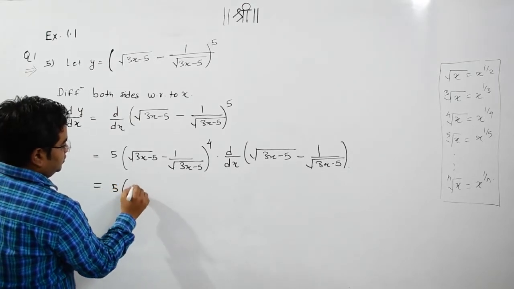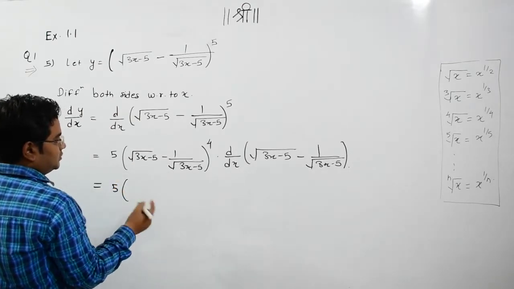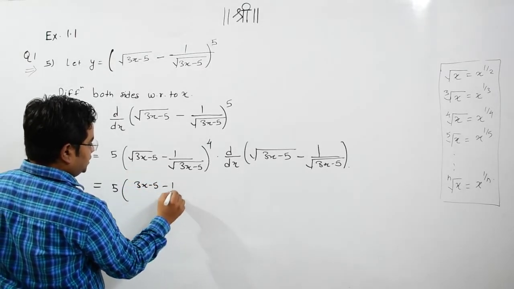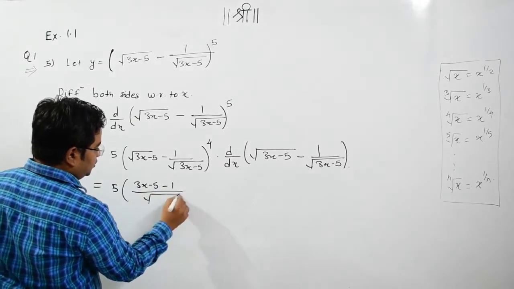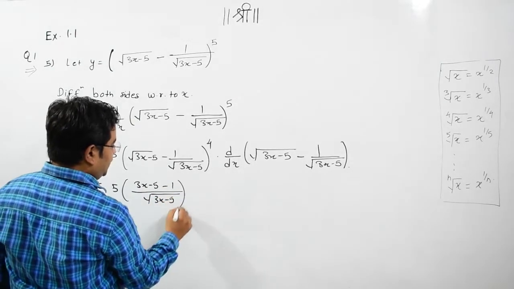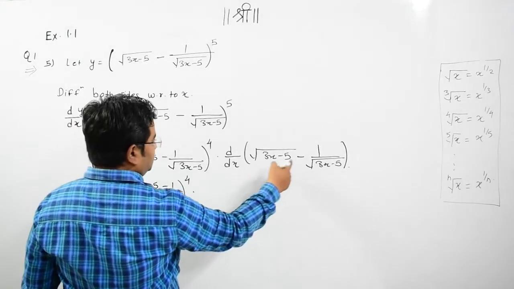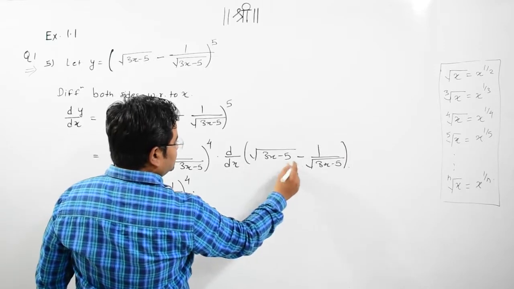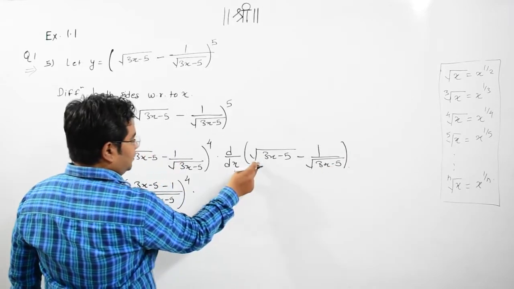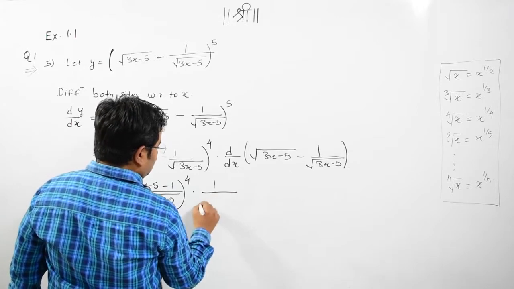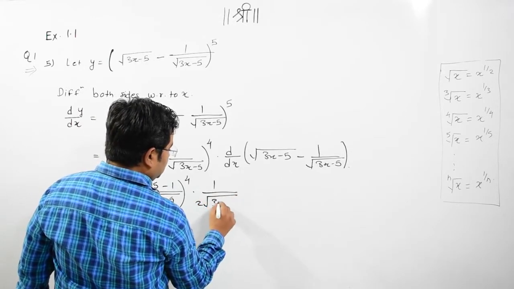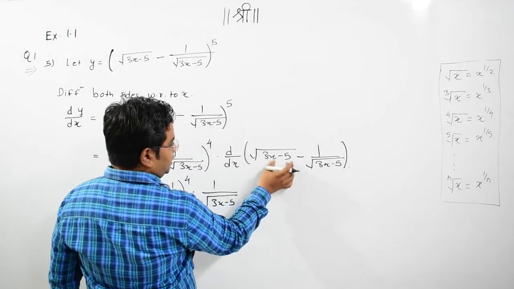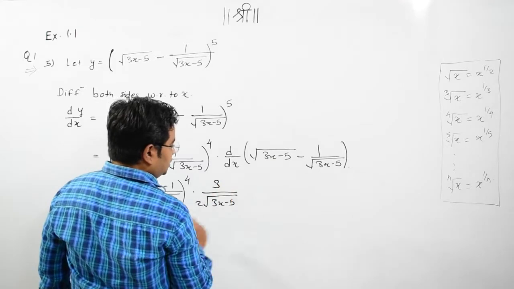So 5 into, if I rationalize it in terms of that, I would like to get it this way. So 3x minus 5 minus 1 divided by under root of 3x minus 5 bracket raised to 4 dot, what should be the derivative of this? First we need to differentiate this. If you differentiate this, what will happen? 1 upon 2 under root of 3x minus 5, the most important case. Again, what is the derivative of 3x minus 5? It will be 3. Okay, done.